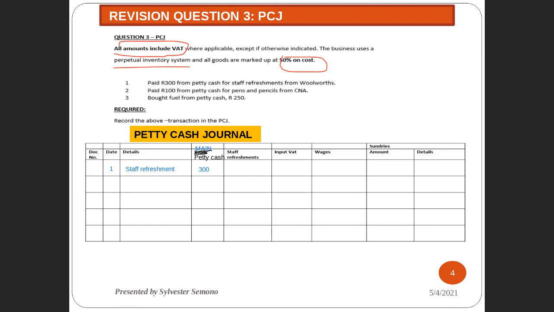So what we're just going to have is 300. Get it now? Yes, this 300 is including VAT, but you are not allowed to claim it back. So do not calculate VAT on the staff refreshments. Okay, if you've got any questions, please ask.